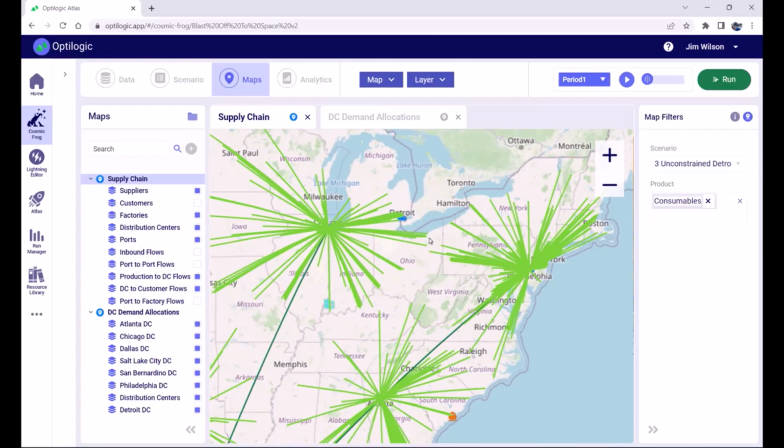So this is just an example of how we can start to use the analytics and the maps to really tell the story, and hopefully it's helped with some context to the story behind this model.